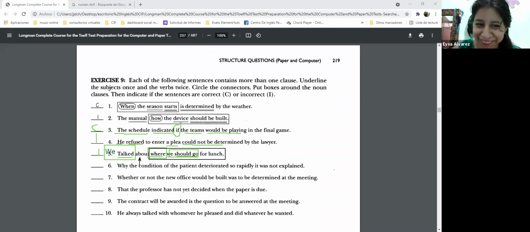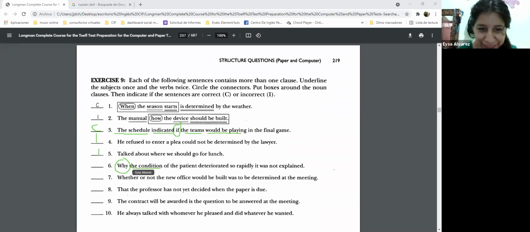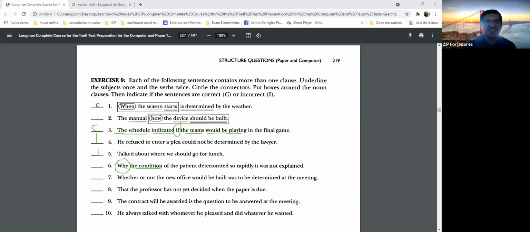Interesting. All right, very good, excellent. Let's go with number 6. Okay, we have the noun clause connector. We have "the condition" is the subject of "the patient deteriorate." Very good. The subject, and "was not explained" is the action. Okay, good.